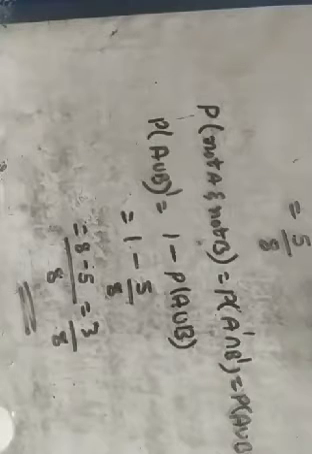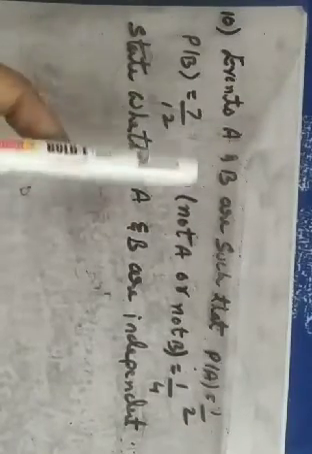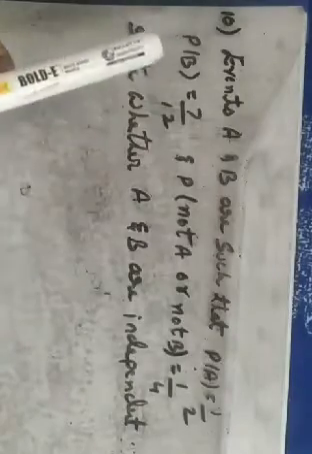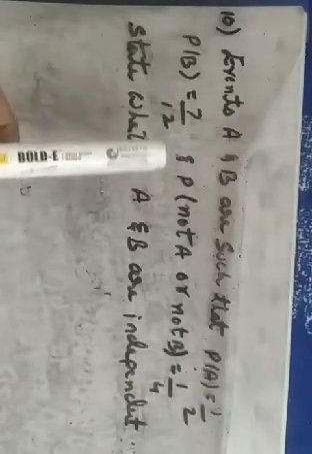So let's move to the next question. That is the 10th question. Events A and B are such that P of A is equal to 1 by 2, P of B is equal to 7 by 12 and P of not A and not B is equal to 1 by 4. State whether A and B are independent.